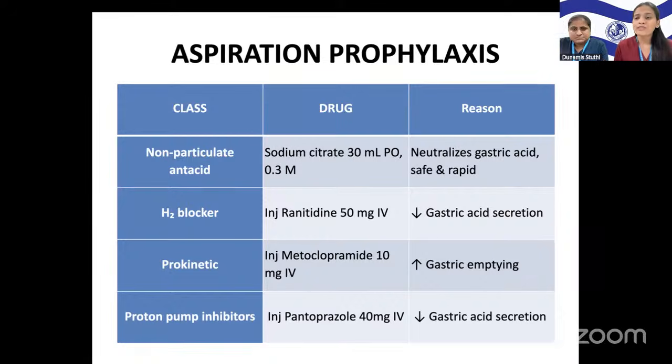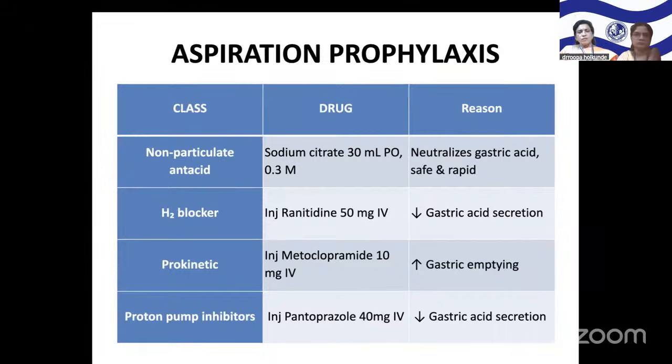H2 blockers, that is injection ranitidine 50 mg IV, to be given. It helps in decreasing the gastric acid secretion. And prokinetics, injection metoclopramide 10 mg IV, to be given 30 minutes before induction. It helps in gastric emptying of all the contents of the stomach. And the proton pump inhibitors, injection pantoprazole 40 mg IV, to be given 30 minutes before surgery. It helps in reducing the gastric acid secretion.